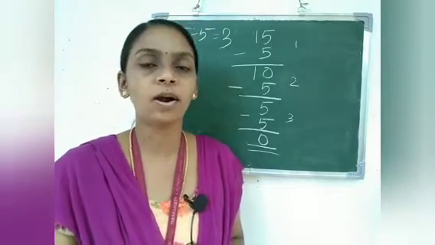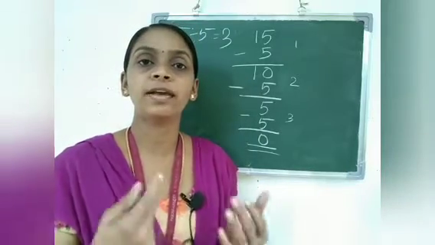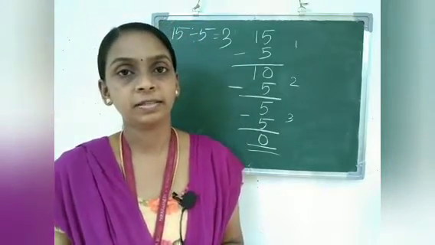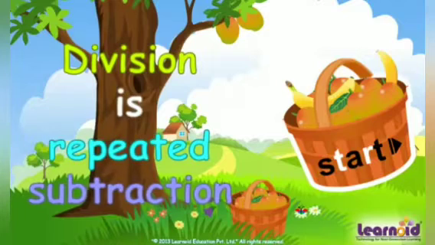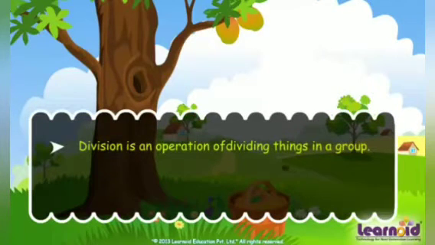So, I think all have understood this repeated subtraction method to find the answer of the division. Today we will learn that division is repeated subtraction. Division is an operation of dividing things into groups.